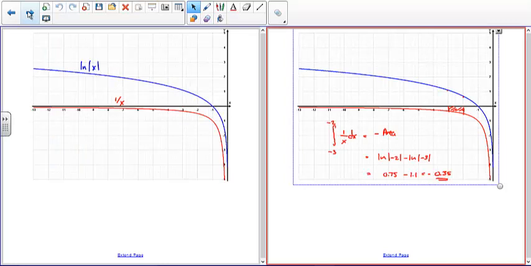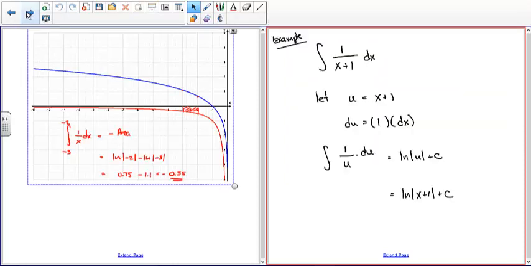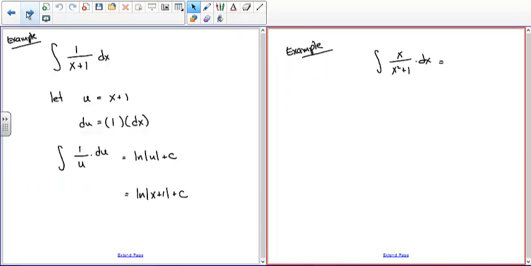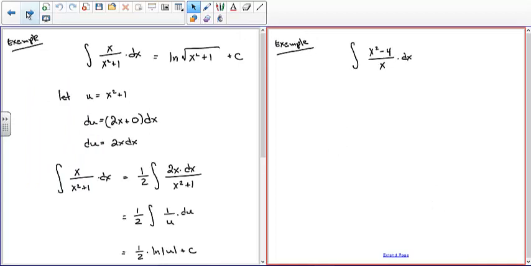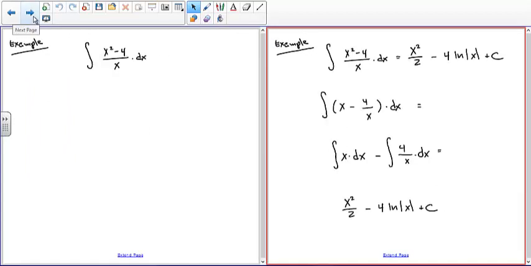And the reason we get the negative area is because our lower limit is more negative than our upper limit. Okay, so we already looked at that. And let's skip over that one.